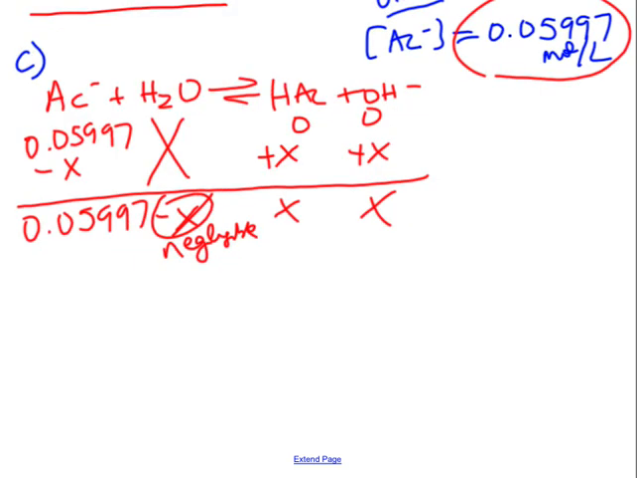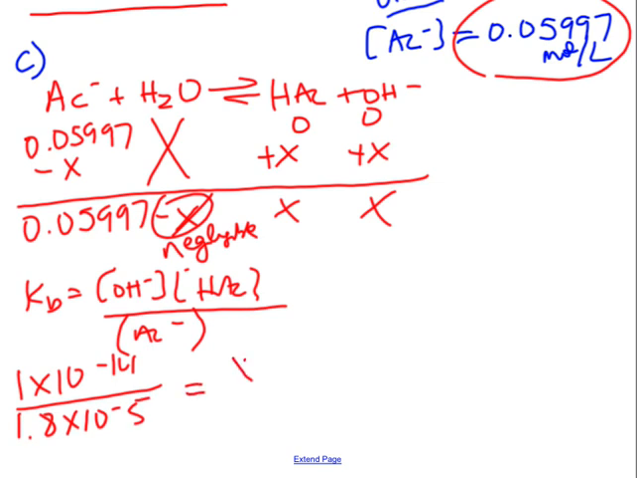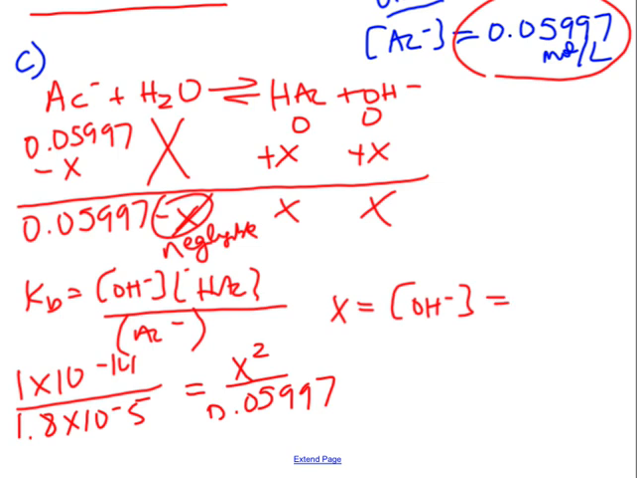But like always, folks, this is a KB situation because KB is equal to the OH minus times the HAC, all divided by the AC minus. So I need to take that Kw of 1 times 10 to the negative 14th, and I'm going to divide it by the Ka of 1.8 times 10 to the negative 5th, and I get x squared over 0.05997. I think that looks good to me. And I'm going to solve for my x, which is equal to the OH concentration, and that turns out to be, oh, I never figured that out.